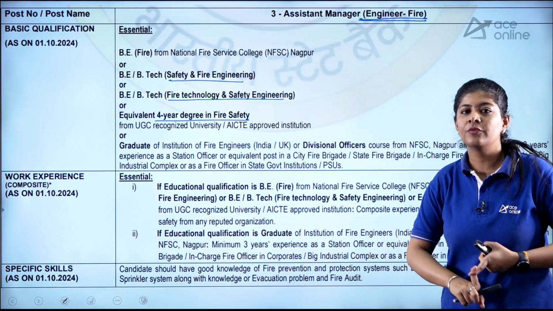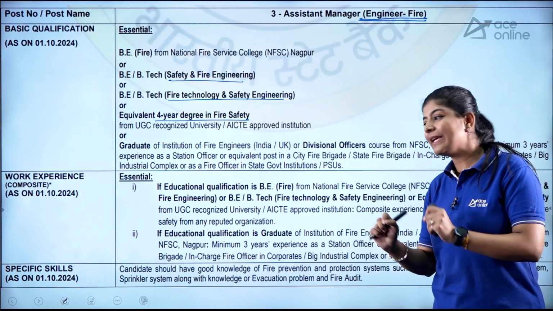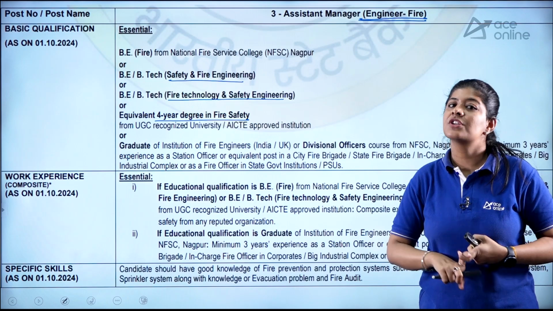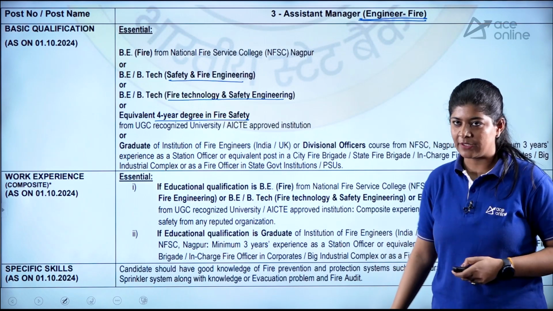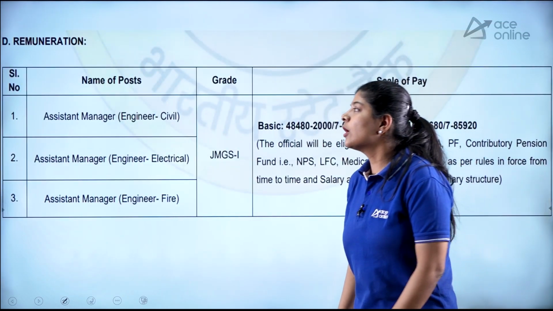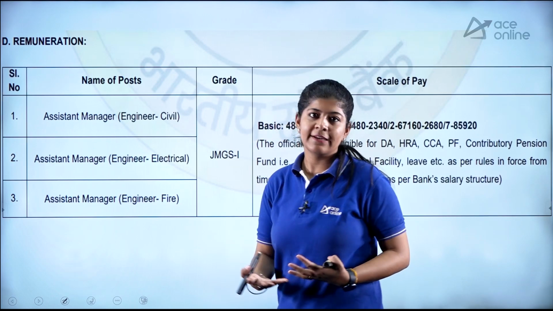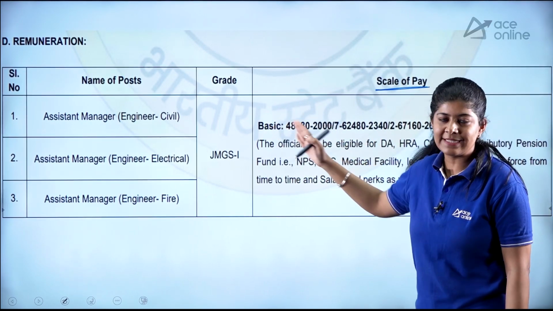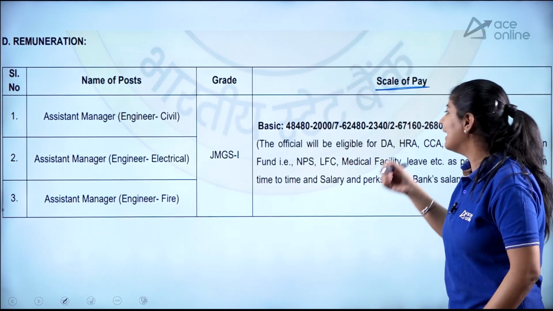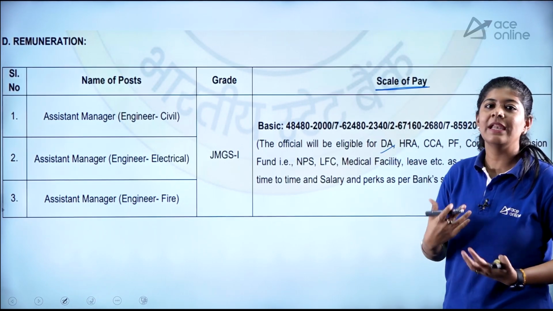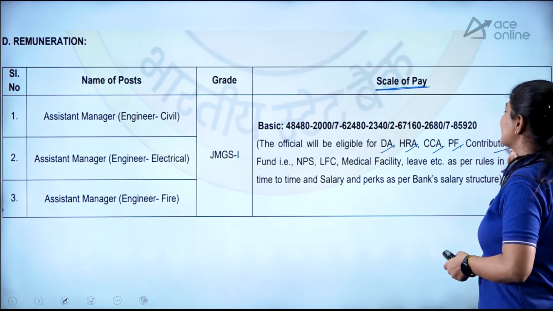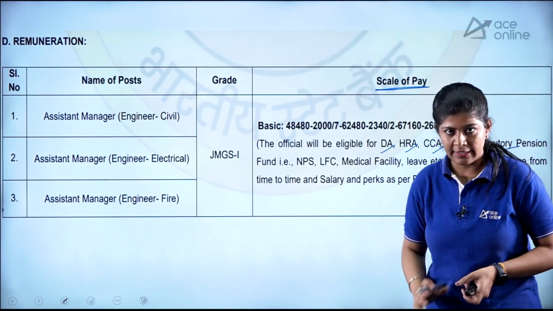So if you are going to fill this particular form, then please do go through the detailed notification carefully, and only after that fill this form, right? Now, let's talk about the remuneration, how much salary we will get. Here they write down all the basics that you will get, and after that they also mention that these people are eligible for the DA, HRA, CCA, PF and some other pension fund and so on, right?